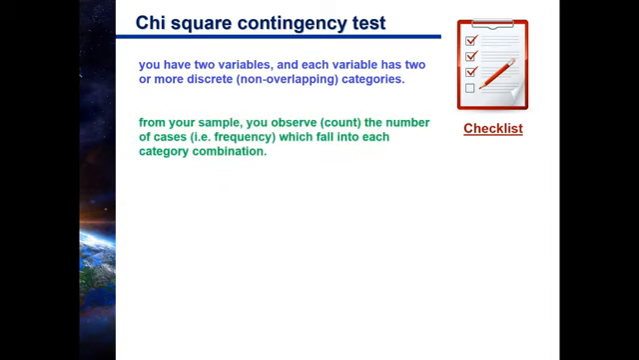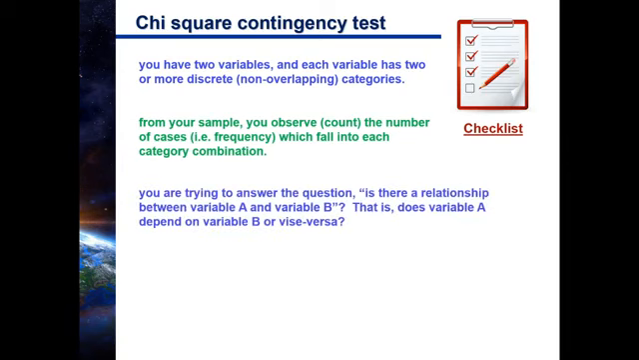All right, the second thing on your checklist: looking at your sample, you just observe or count the number of cases, so the frequency, that fall into each category combination, right? So if it's 2 categories of variable A and 2 categories of variable B, that gives you 4 combinations, 4 cells. You just count the number of people in each of those cells.